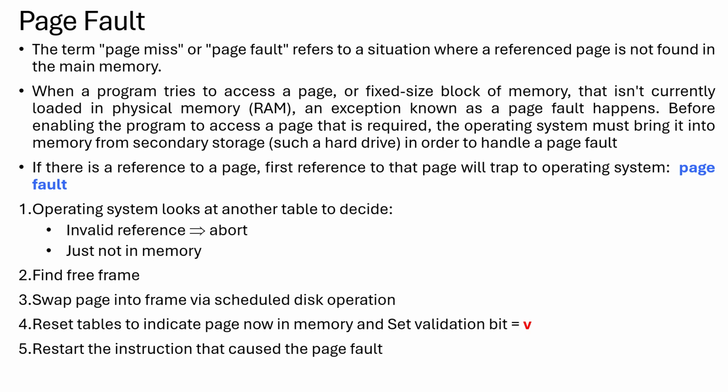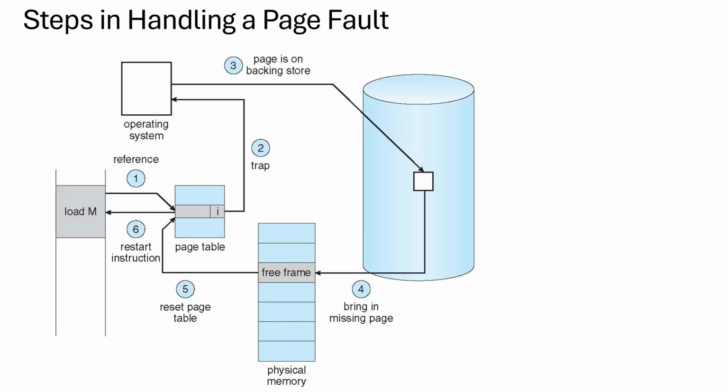So here the operating system looks at another table to decide whether it is an invalid reference or just not in memory. It finds a free frame, swaps the page into the frame by a scheduled disk operation, and resets the table to indicate the page is now in memory and sets the bit to valid. Then it restarts the instruction that caused the page fault.